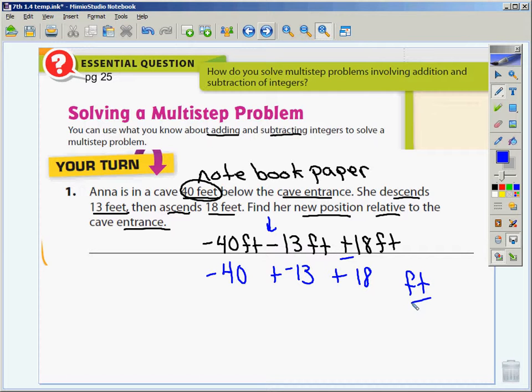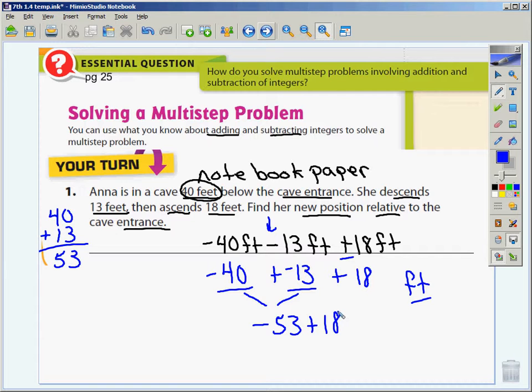When there's more than one number being put together, I look for two numbers that have the same signs, because those I can keep the sign, and I can simply add the two numbers. So I'm going to take 40 and 13 and add them together. So you can see that this would be a negative 53 plus 18.